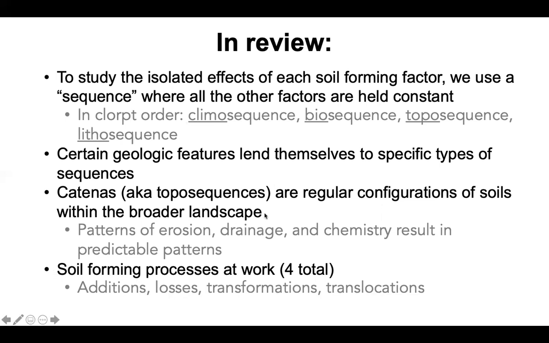Now, those patterns happen because of four soil forming processes that are at work. Those four soil forming processes are additions, which is when more things are added to the soil. We have losses, which is when part of that soil leaves the system. Then we have transformation, which is when something within the soil just changes form, but it doesn't move, it just stays in place. So that, for example, is the weathering of clays from 2-to-1s to 1-to-1s to iron and aluminum oxides. Then we have translocations, where things stay within the system, but they change where they are in it.